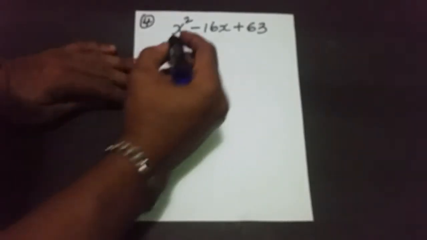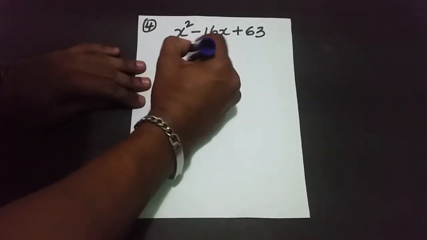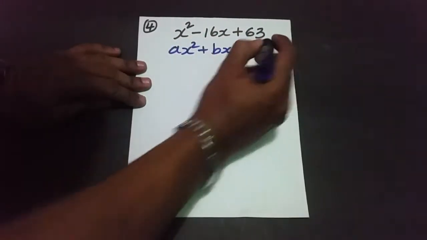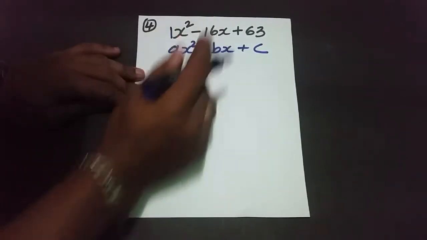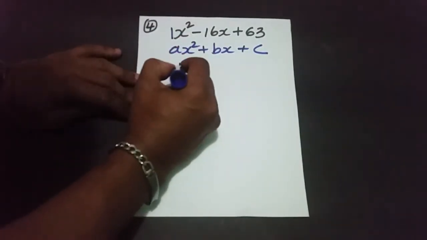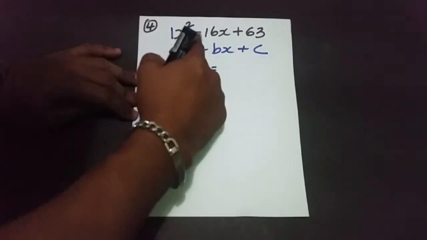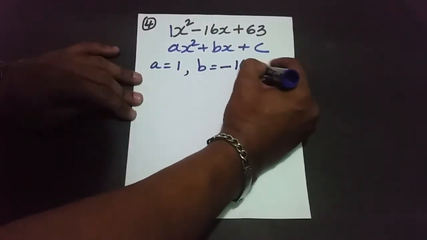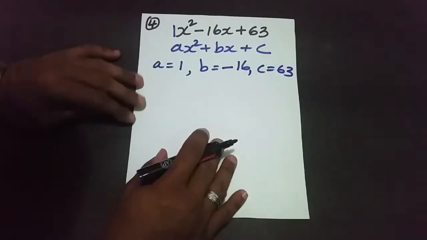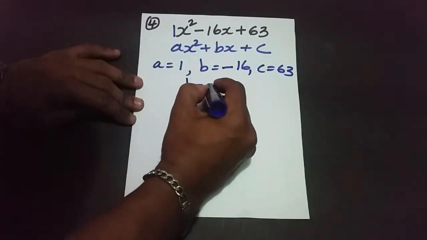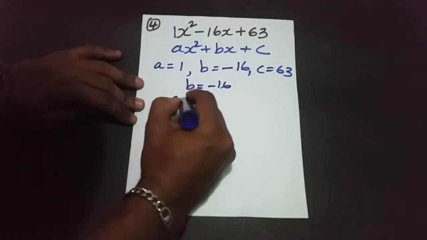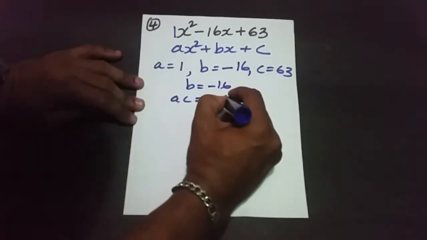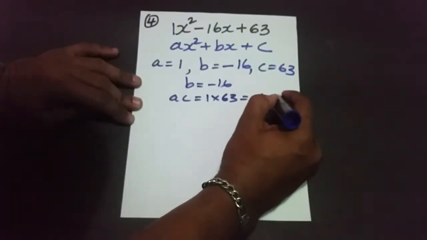All right, we're back with question 4, and again we're checking to see if it is in the general form of a quadratic expression. It is. 1 goes there. The value of A is clearly 1. The value of B is negative 16, and the value of C is 63. And again, AC simply means A times C, which in this case is 1 times 63, and that is going to give us 63.